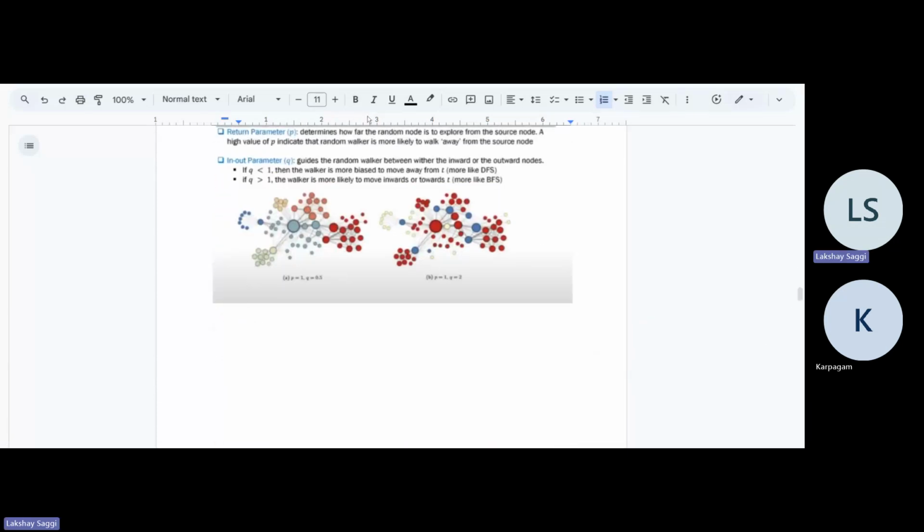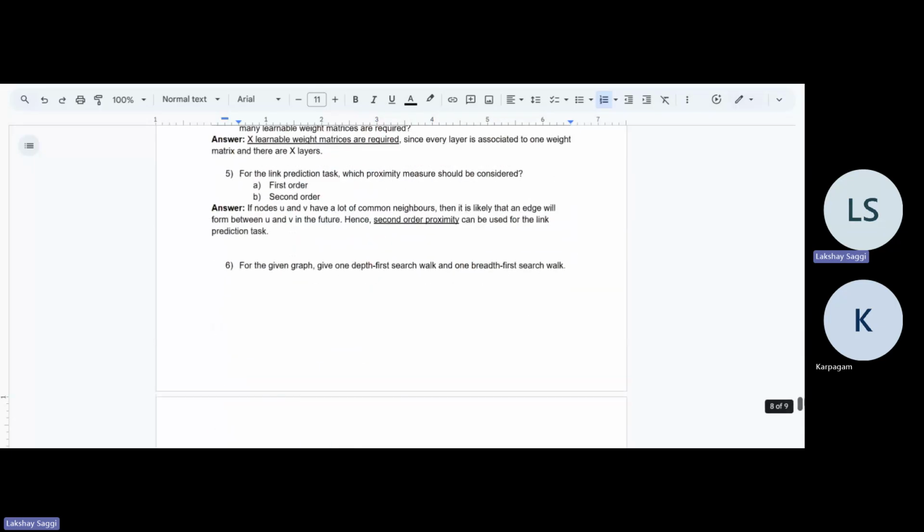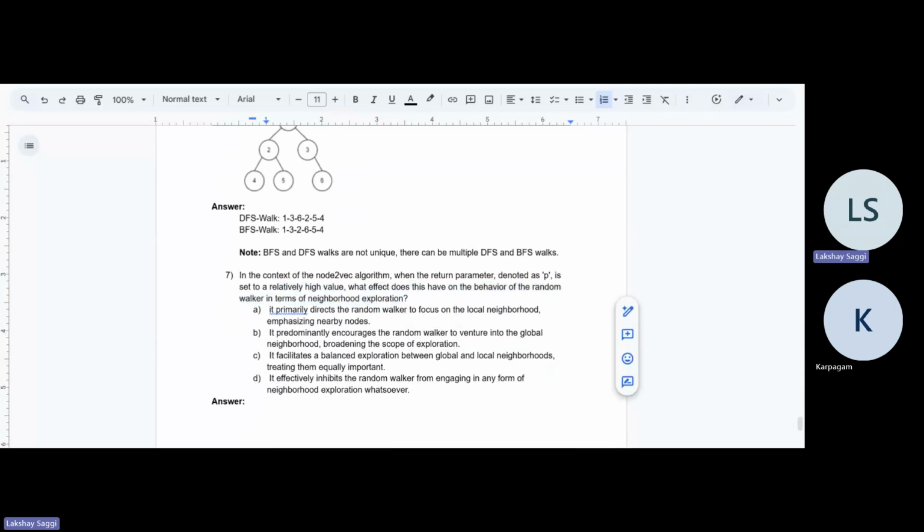In node2vec, the return parameter determines how far the random walker is going to explore from the source node. A high value of P indicates that the random walker is more likely to move away from the source node. So the higher the value of P, the more likely you are to move away from the source node. If you set it to a relatively high value, then you are more likely to move away from the source node. The option says it primarily directs the random walk to focus on the local neighborhood, emphasizing nearby nodes.